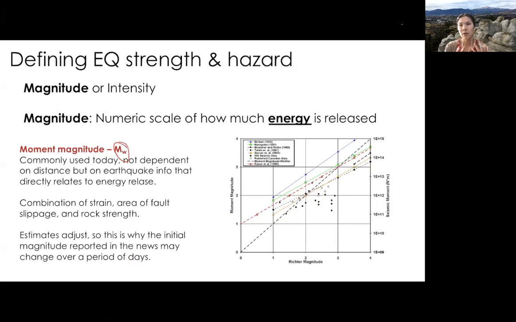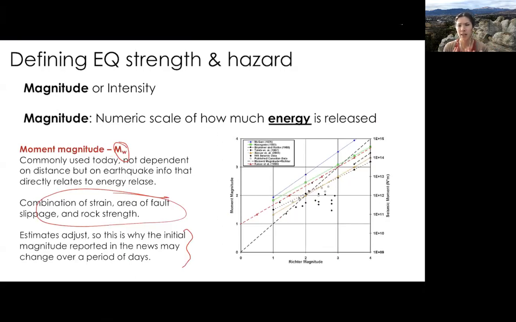However, a lot of this information isn't readily available right away, and so you may see these magnitudes adjust over a period of days as we get new information. That's just what I wanted to note at the bottom there. This measurement is a combination of strain, so how much offset actually occurred in the earthquake, the area of the fault that actually slipped, and then the strength of the rock that was involved in the slipping. So these are all key constraints that go into energy release. And so here we're actually measuring more directly the energy released rather than relying on a proxy measurement, which is what the Richter scale did.